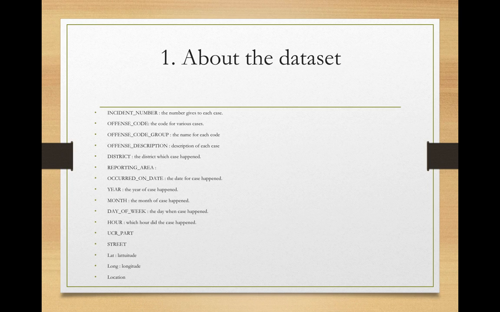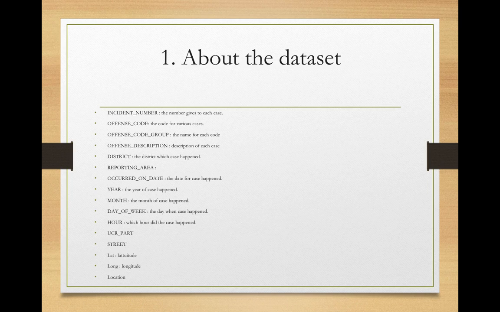The first is incident number. The number is given for each case. This is a unique ID for each case, just like the student ID. The second is offense code, the code for each case. Corresponding to the offense code, there is a relationship between the two, and the offense code group is the name of each code. And the offense description is a description of each case, which is a separate statement about each case, and the area where the case occurred, and the reporting area.